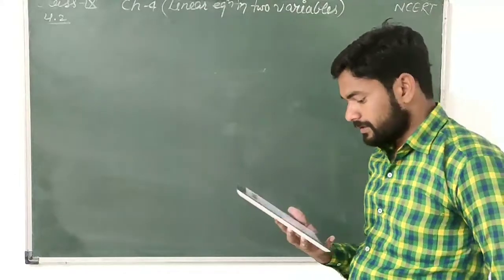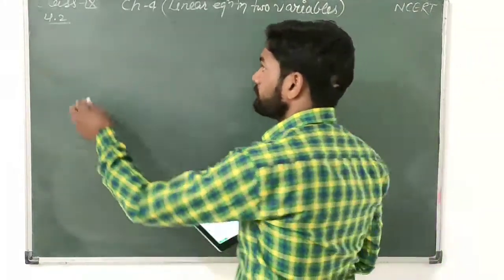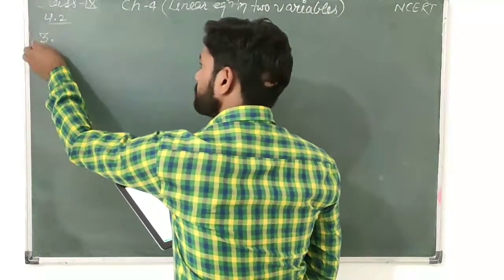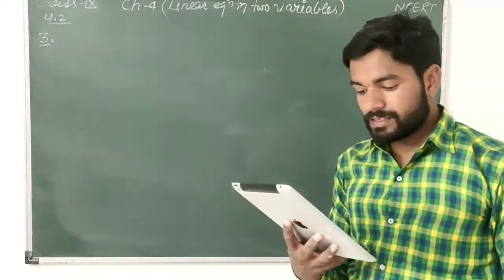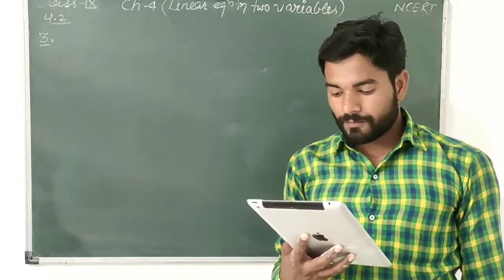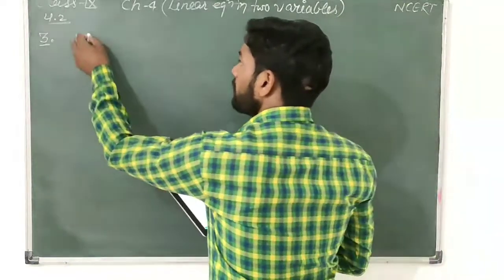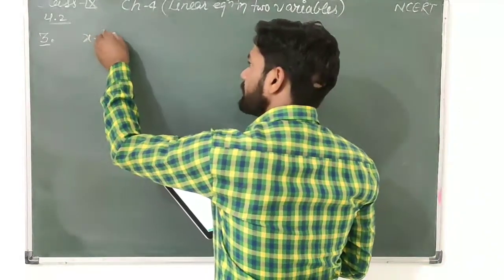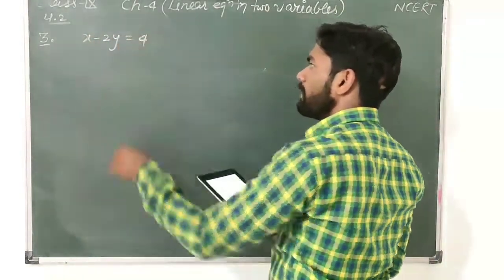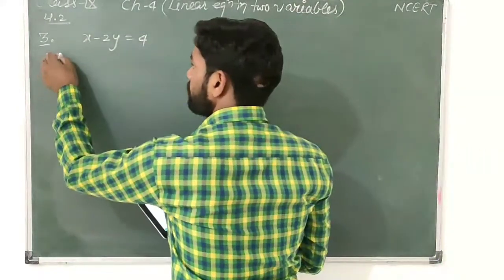Question number 3 is given. Check which of the following are solutions of the equation x minus 2y is equal to 4. The given equation is x minus 2y is equal to 4. There are a total of 5 parts given.